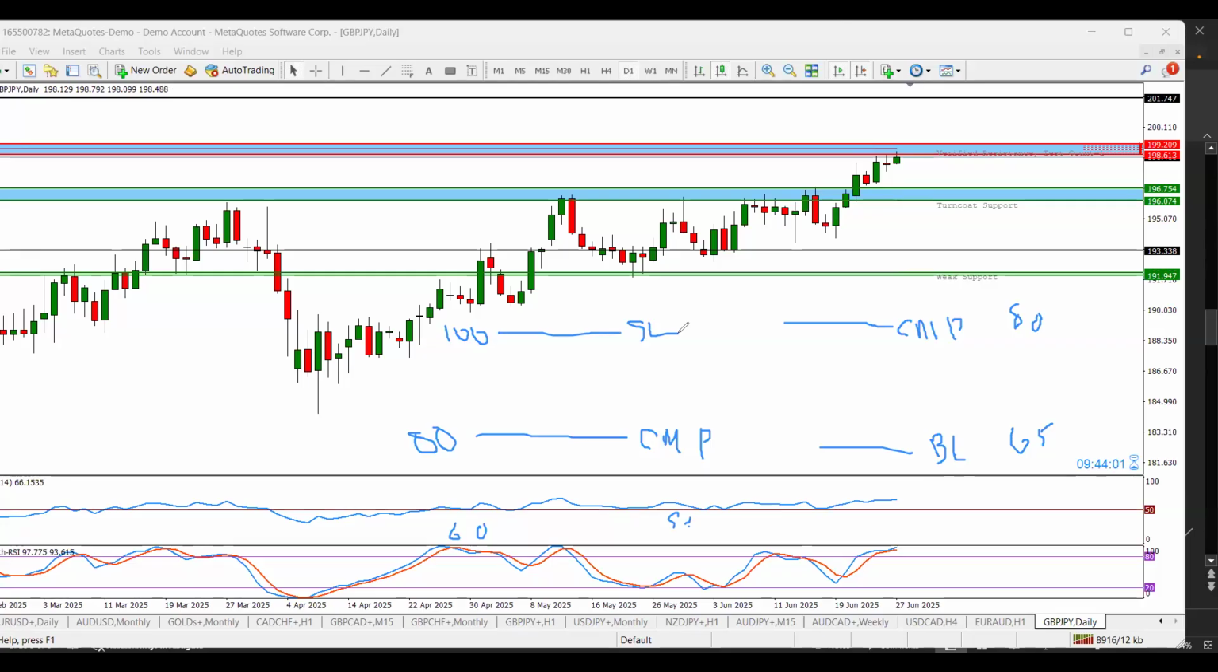Okay, so this is what we are going to do. It's too expensive right now. We are going to wait for it to drop down to 1,600. Then we are going to buy a lot of it at 1,600 so that when it starts moving back up, we'll make a lot of money.